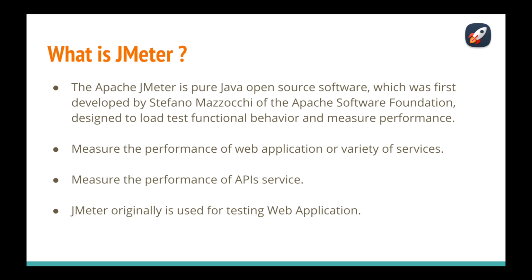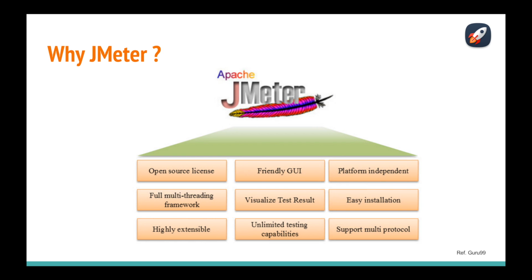So what it does is that basically it can measure web application performance and API services. Generally, JMeter is used to test your web application load, meaning how many users or particular requests your web server or web application can handle. So in a nutshell, JMeter is an open source tool.